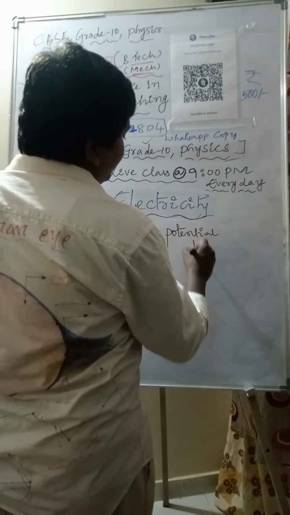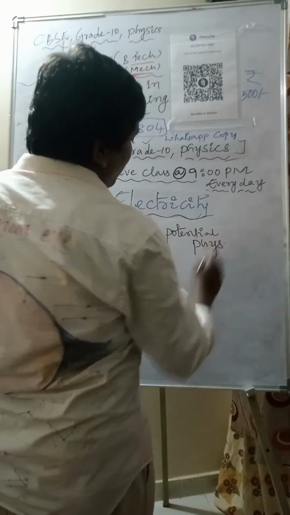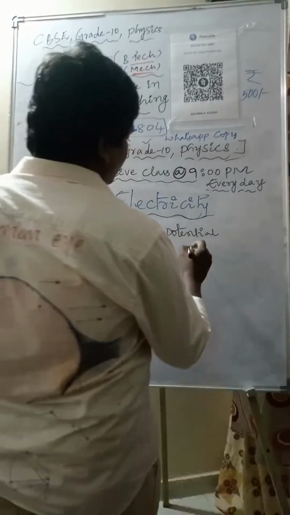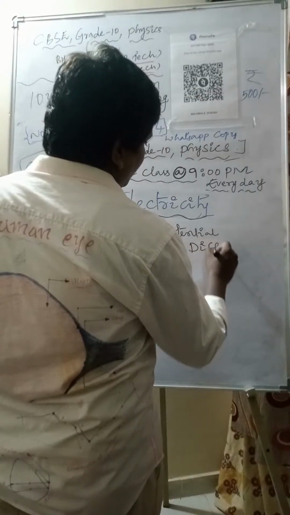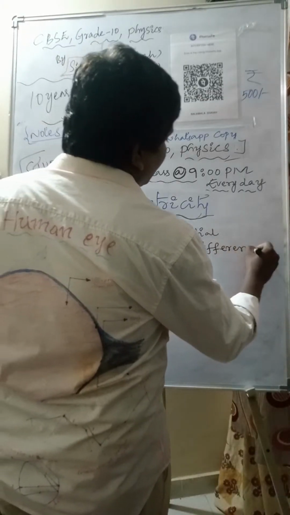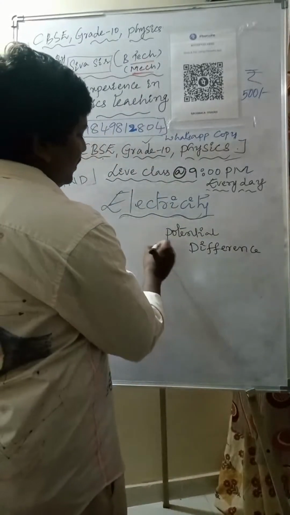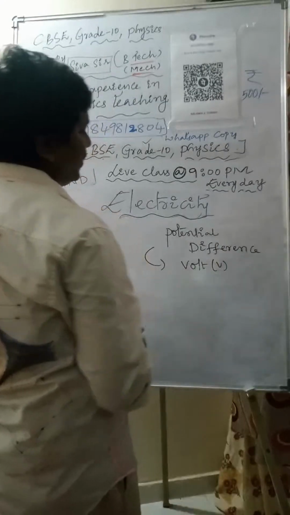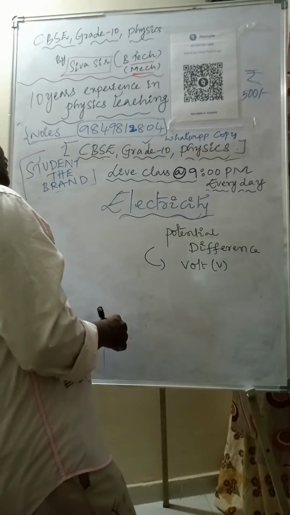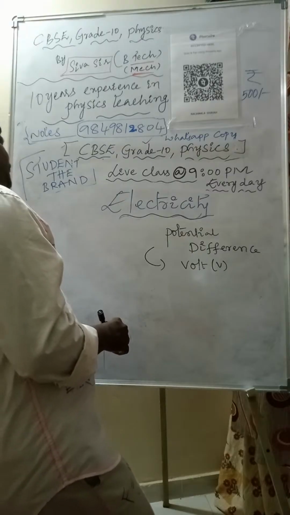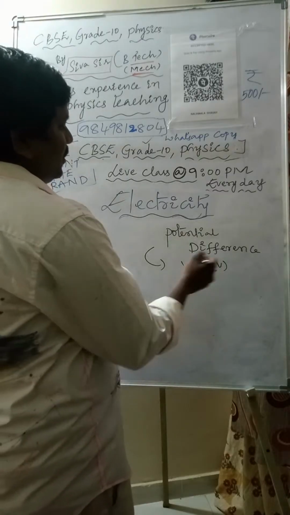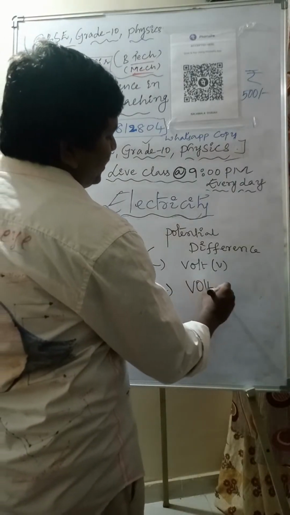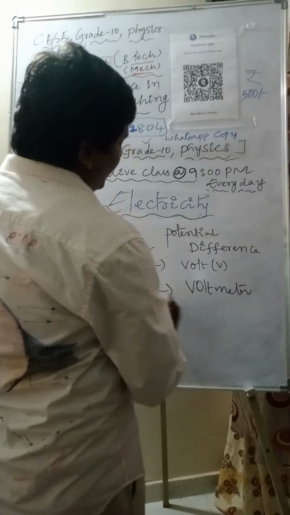Potential difference is a physical quantity. The SI unit of potential difference is volt. The volt symbol, we can take V, for potential difference. Potential difference can be measured with the device voltmeter. The voltmeter will be connected in parallel combination.